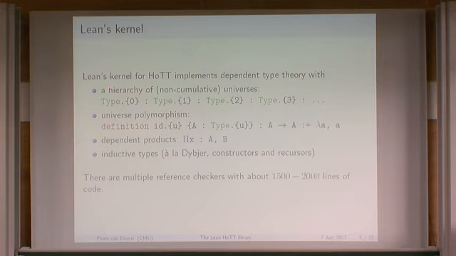So the kernel implements the following things. It implements a hierarchy of universes indexed over external natural numbers, and they are non-cumulative. So if you have a type in some universe, it doesn't automatically also live in a higher universe, as opposed to Coq. So that solves some of the problems with Russell universes because you don't have cumulativity.